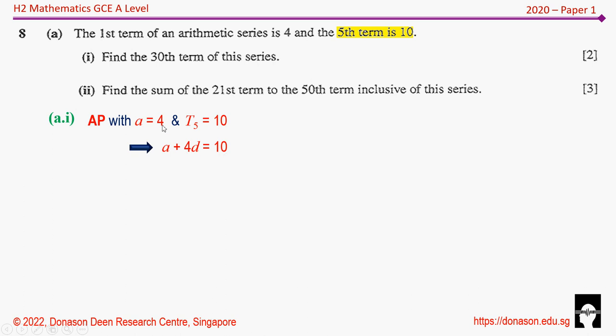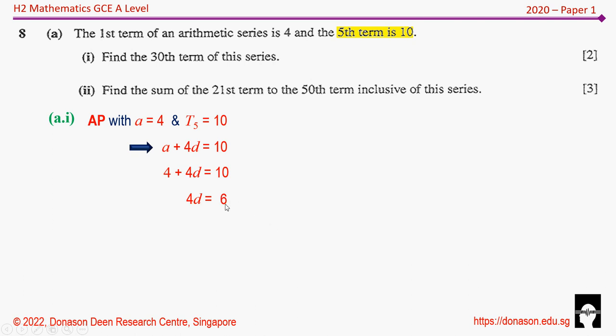Now, since we already know the value of A, it's easy for us to find the value of the common difference D by substituting A with 4. So if I substitute A with 4, I get 4 plus 4D equals 10. And let's find out what the common difference is. So 4 times the difference is equal to 10 minus 4, which is of course 6.